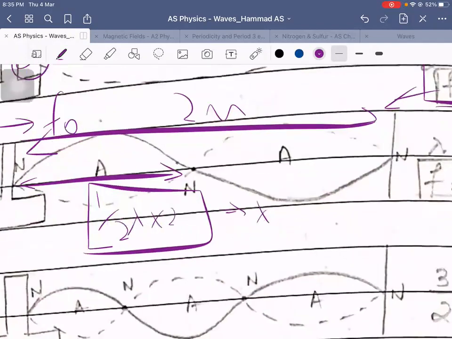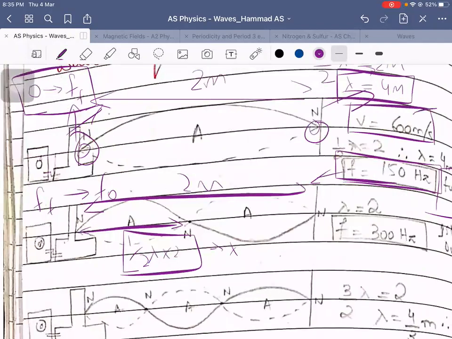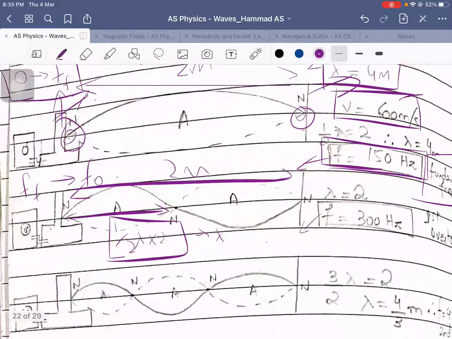You're provided with the velocity value, which is 600 meters per second, and you will realize that your frequency comes out to be 300 hertz. This is the second value at which a stationary wave was being formed. We call this the first overtone.